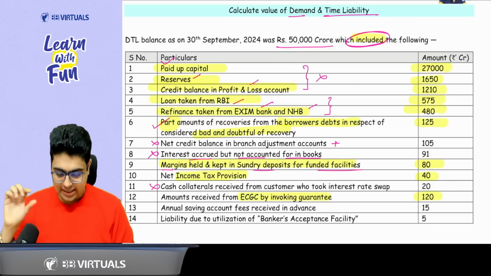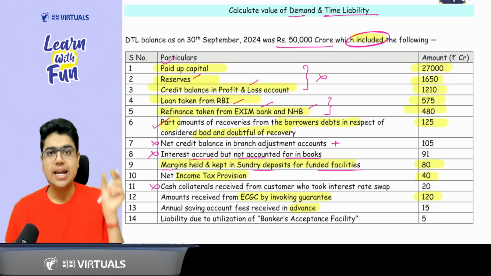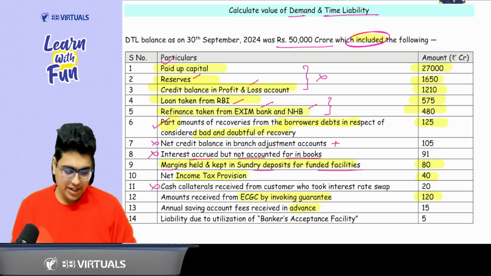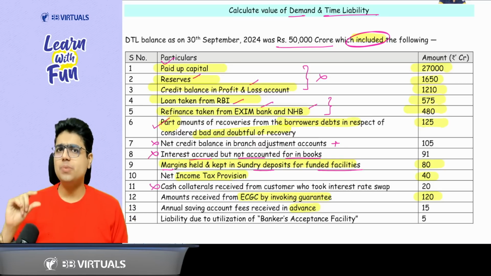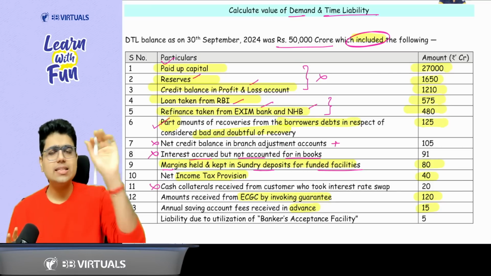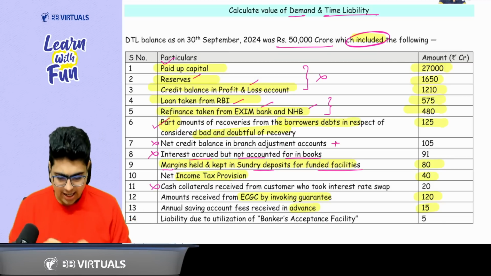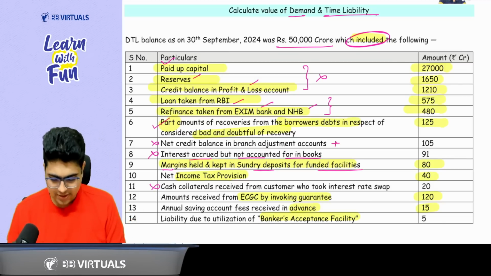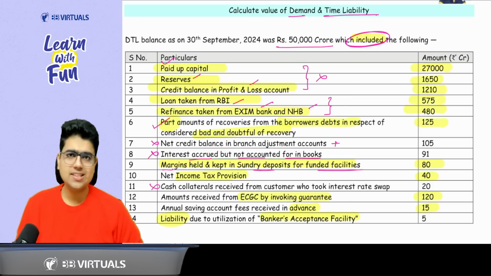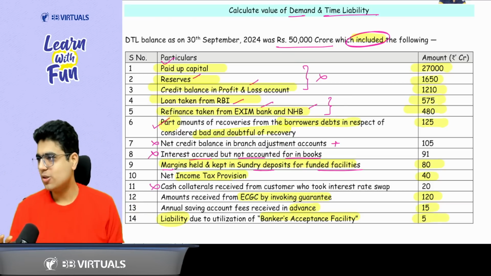Got it, sir. And then, sir, it says annual saving account fees received in advance. But D, A for advance. A for advance, this again income needs to be excluded. Why, sir? This will be excluded from the liability because this advance is not payable again by the bank. And last point says bankers acceptance facility liability. So B for Buddy, B for banker acceptance facility. This will also be excluded.